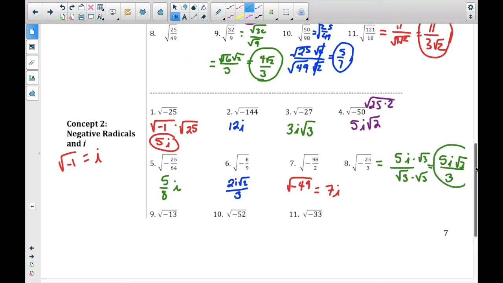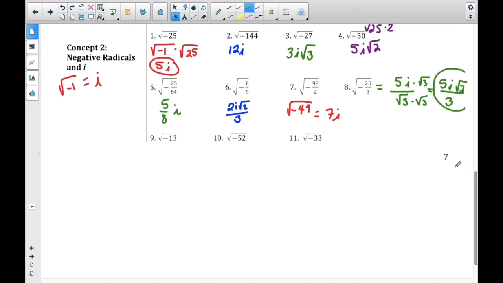Okay, number 9, it cannot be simplified. But you cannot leave a negative underneath the radical. It's just one of those rules that we have, like all these other rules, that you can't do it. That's not really standard form. So we have to take out the negative, and the square root of negative 1 is i. And so this is just i times radical 13. And that's all you can do. You can't do anything more than that.